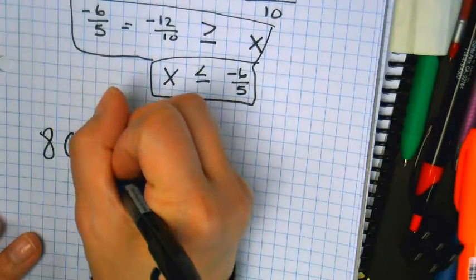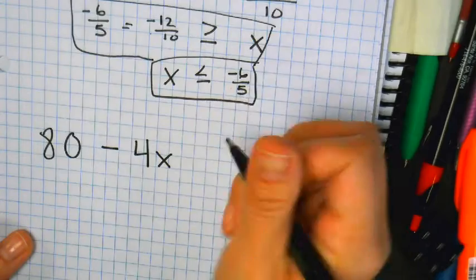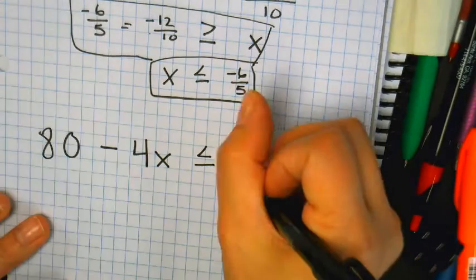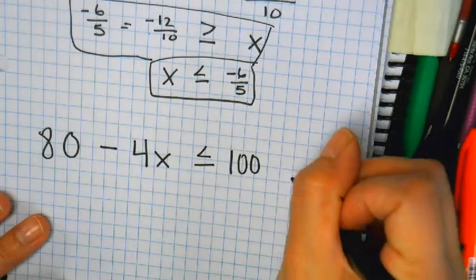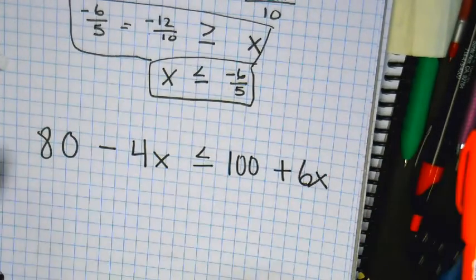80 minus 4x is greater than or equal to 100 plus 6x. All right, this one should be nice.